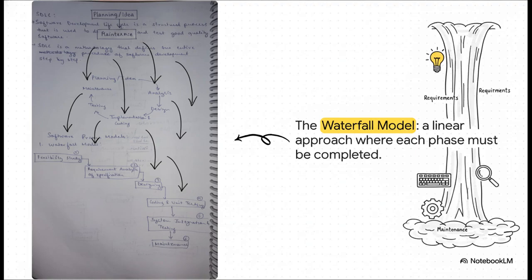First up, we have the classic, the waterfall model, and it's pretty much exactly what it sounds like. You complete one phase entirely, like getting all the requirements, and only then do you flow down to the next phase, like design. The key thing is you can't go back upstream. It's a rigid, step-by-step approach that's still used for projects where the requirements absolutely cannot change, like in aerospace or medical device software.